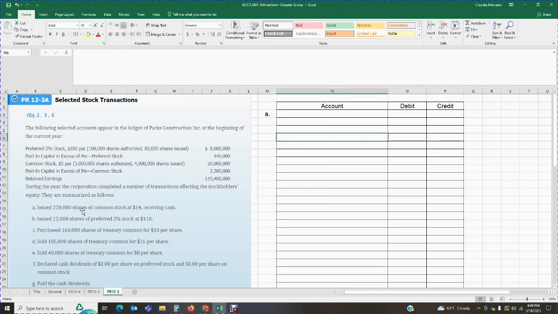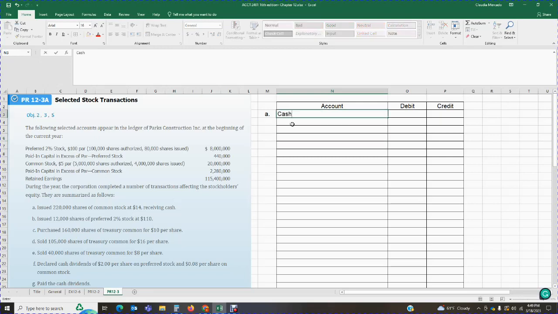So we receive cash. We are issuing common stock. Now let's look at our common stock. Our common stock has a par value of $5. Okay, so in our books, the par value is $5 for common stock. We sold it for $14. That's major premium.